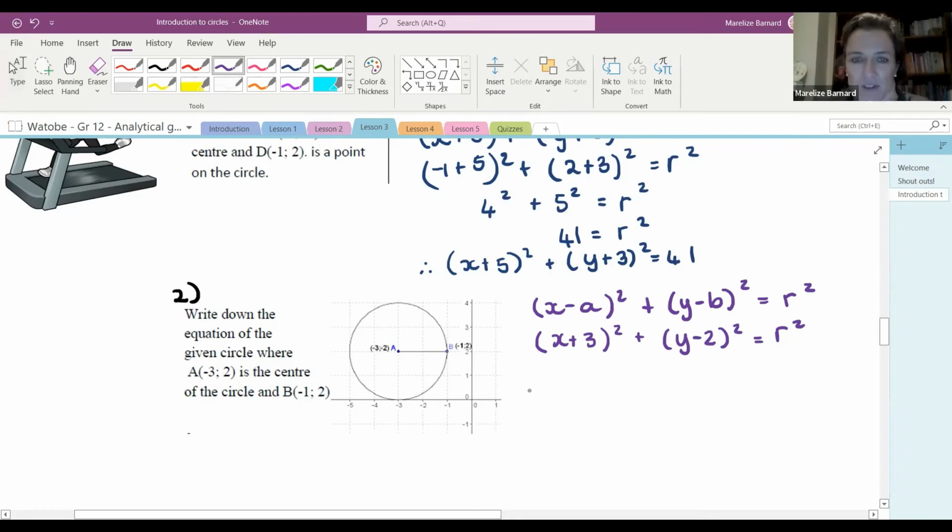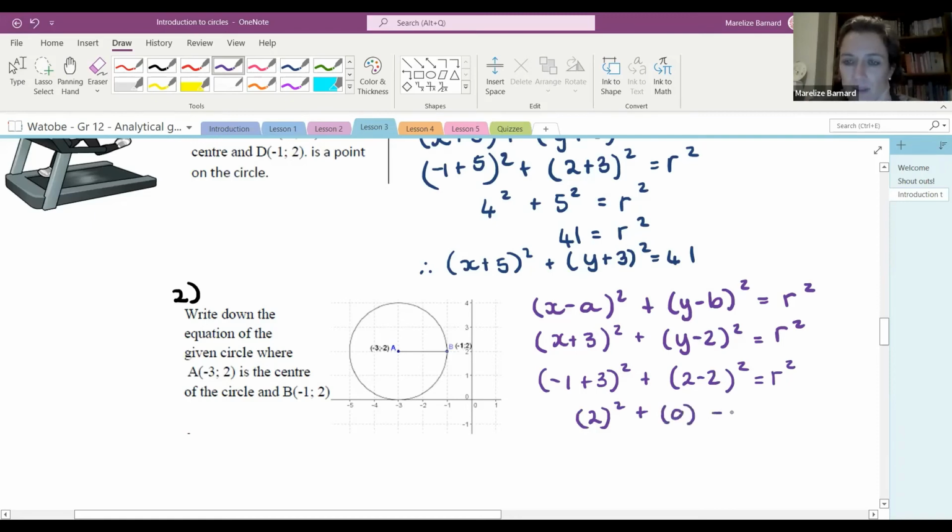We put the center of the circle, and then we are going to calculate the radius by subbing in our other point. So our other point is (-1 + 3)² and then (2 - 2)² is r². And then -1 plus 3 is 2 squared, and then that's actually going to be 0. So r squared is indeed 4. Some of you had 5. I'm not sure how you got 5, but double check how you worked it out.